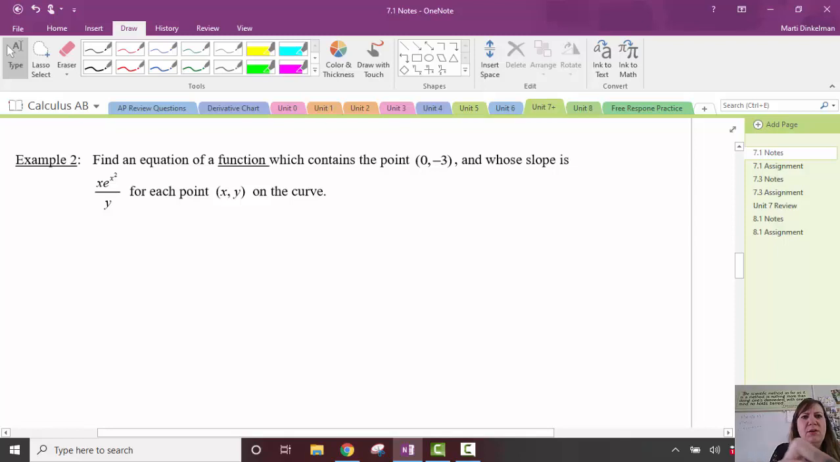All right, so this one, a couple of things. It contains a particular point, (0, -3), and it says the slope is that. And remember, that's the same thing as saying dy dx equals that. Okay, but instead of finding the general solution with the plus c, we're going to be able to figure out what plus c is because of that point that they gave us earlier. So in this case, I think the easiest way to separate is just to do a cross product here.